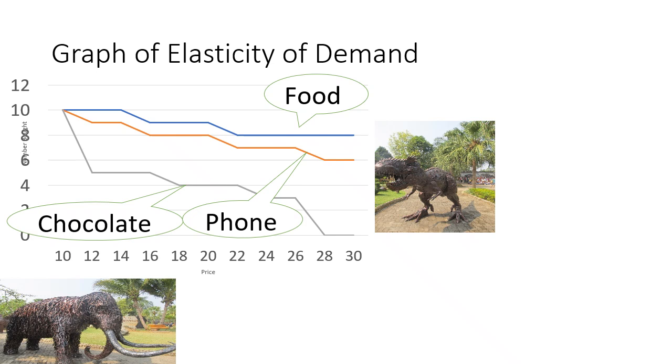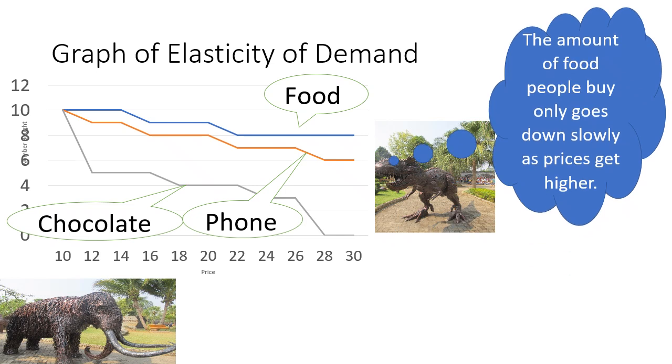What happens with the food one? It goes down, but not very much. It only goes down from 10 on the left to 8 on the right. The middle one, the phone, also doesn't go down a lot, more than food, but it only goes down as far as 6 at the right. The chocolate falls very quickly at the beginning, and then it keeps going down, and eventually when the price gets to 28, the amount bought is 0, so people stop buying because the price is too high.